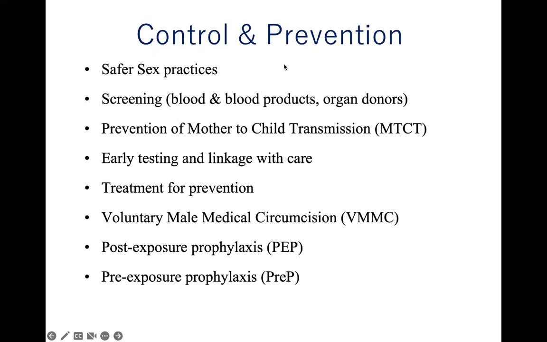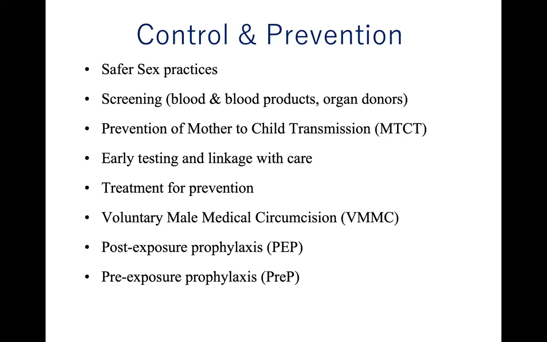Various countries are pushing for various prevention and control measures, which are now mainstream practice, like advocating for safe sex practices using condoms, and also screening blood products and organ donors before organ transplant. And also we have what we call prevention of mother-to-child transmission, where HIV-infected mothers who are pregnant are initiated on ARVs immediately.